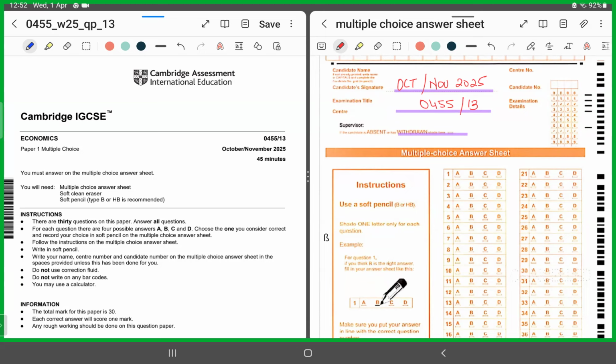Today we'll be solving the October/November 0455 variant 13, paper 1. Let's quickly see what this paper has brought for us today.